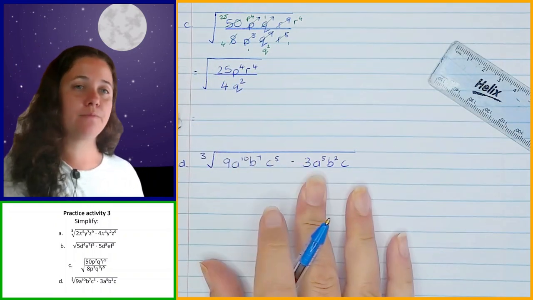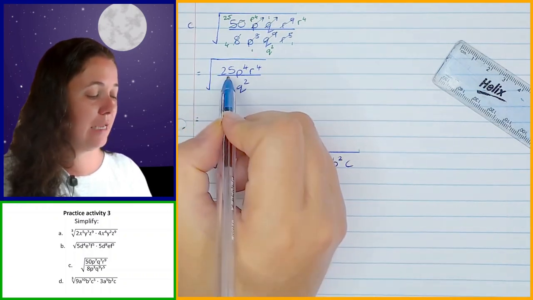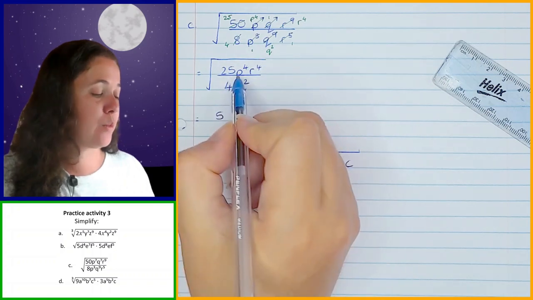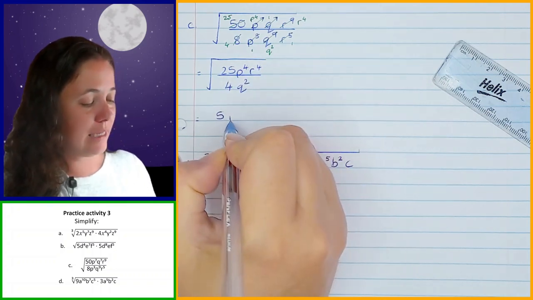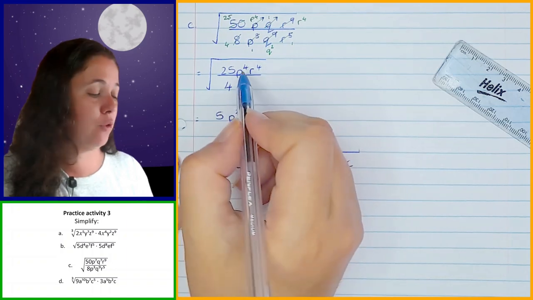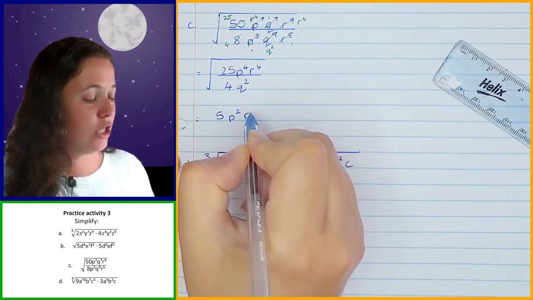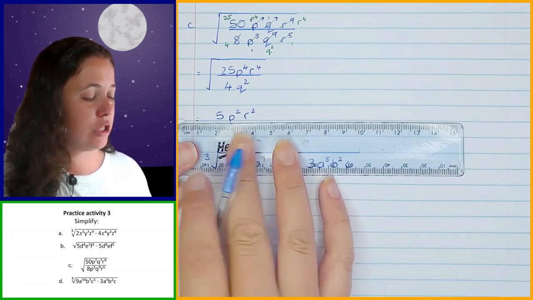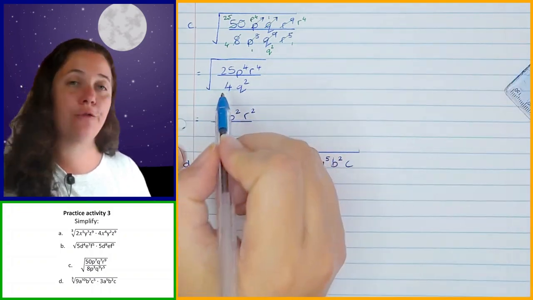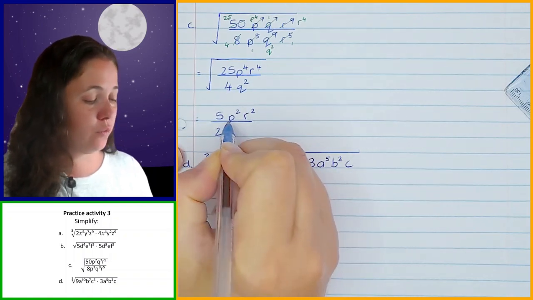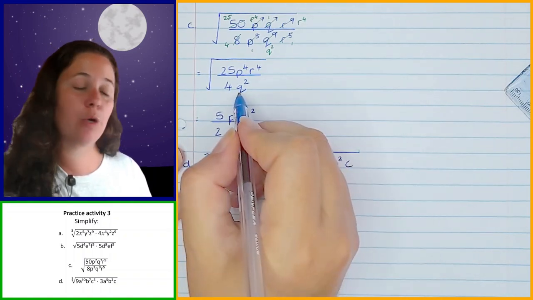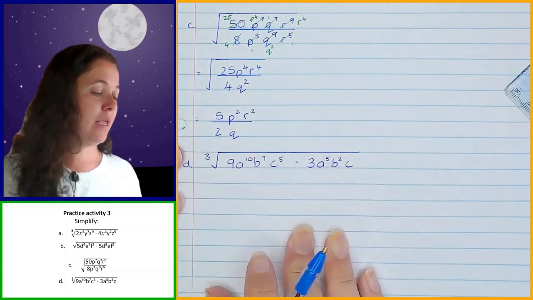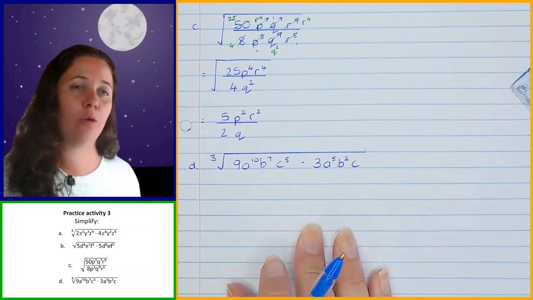Now the square root of 25 is 5, because 25 is 5 squared. The square root of p to the power of 4 is p squared, because I divide the 4 by 2. The square root of r to the power of 4 is r squared. Again, I divide 4 by 2. And then in my denominator, I have the square root of 4, which is 2, because 4 is 2 squared. And the square root of q squared is q, because I divide the 2 by 2, and that gives me 1. So that's what you should have got for question C. It was a little bit more complicated.